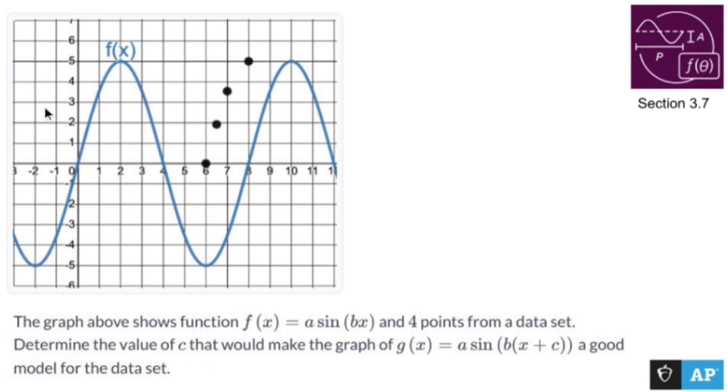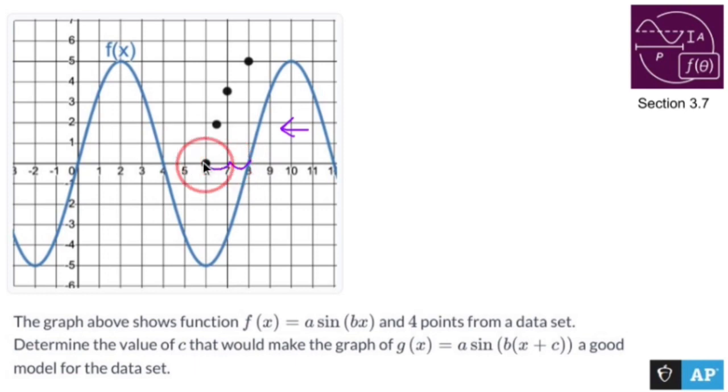Basically what they're saying is, look, we have these points and we need to try to make them fit this sine graph. So we need this graph to move over a little bit so it fits nicely. How many units do I need to make this graph move over so it fits the 4 dots?